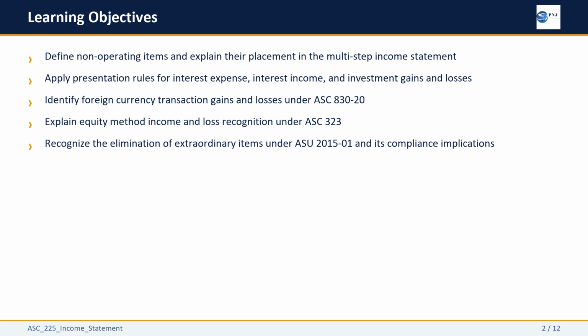You will apply the correct presentation rules for interest, investment results, and foreign currency items. You will also explain equity method income under ASC 323, understand the required income before tax subtotal, and recognize that extraordinary items no longer exist under GAAP, and what to do if you see them on a client's statements.